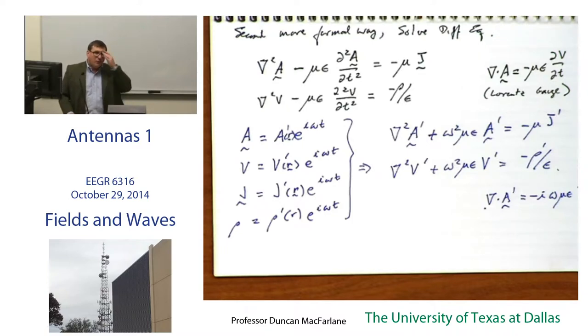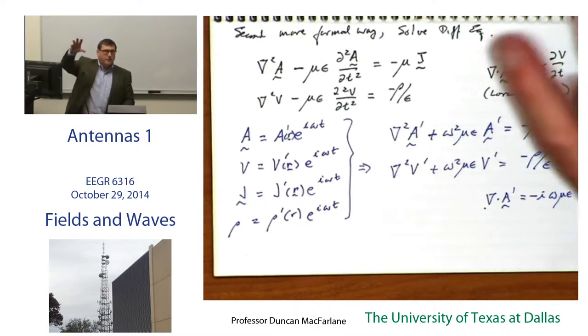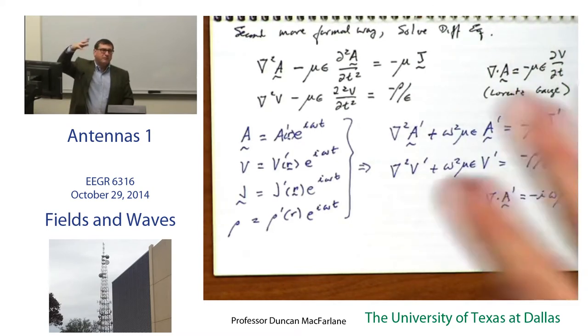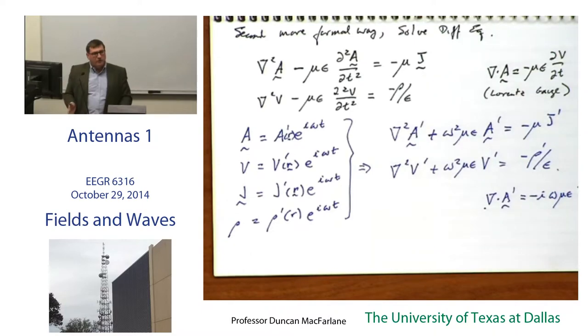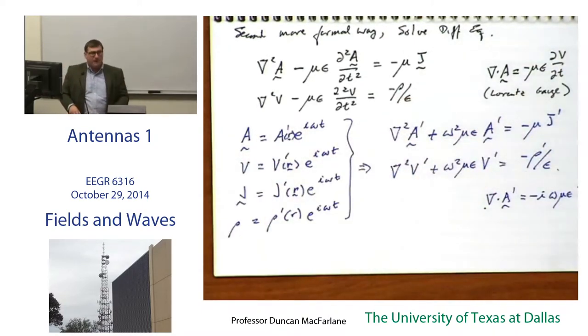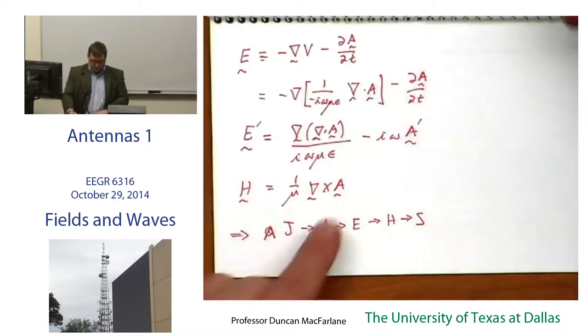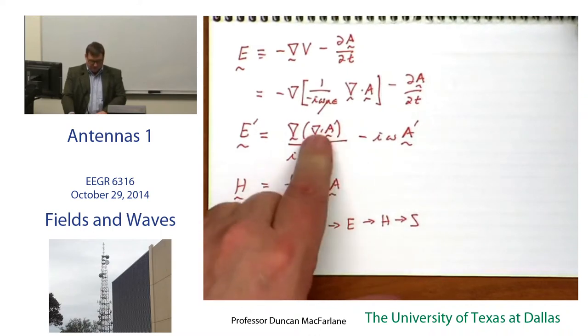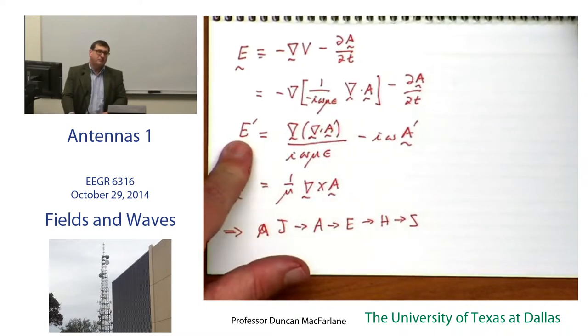Well, I can do the same thing with the magnetics of the situation, and I can come up with a potential. It happens to be vector. And so if I can construct that, I can take a derivative of that and get back down to H here at the field level. Take the derivative here and I get back down to E.